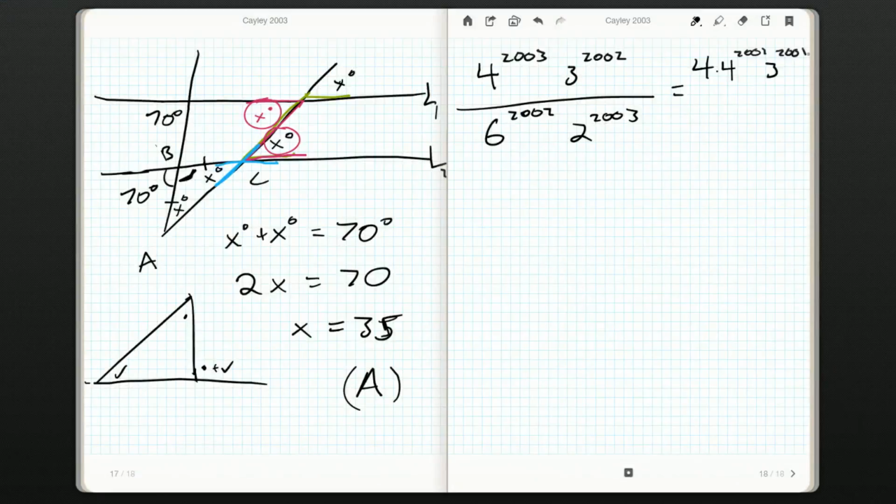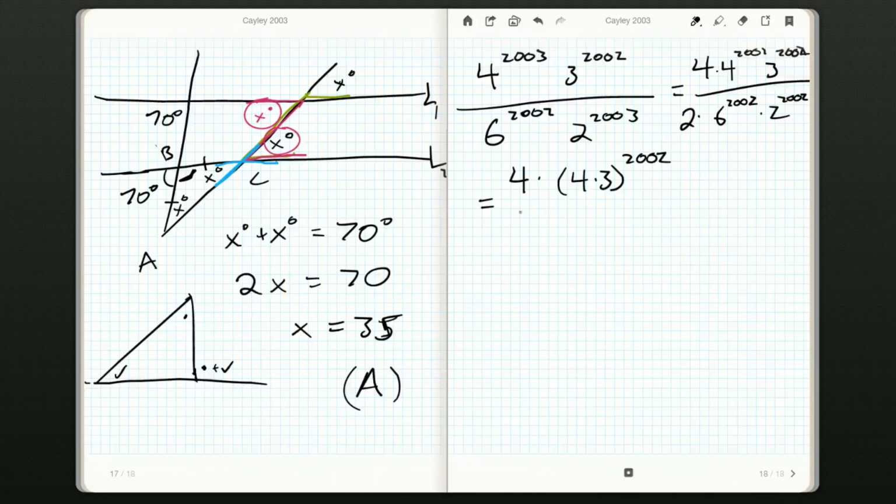And that's 2 there. And on the bottom, I'll take out a factor of 2 from here. So 2 times 6 to the 2002 times the remaining 2002 2's. Okay. And now, we've got 4 to the same exponent as the 3. We can bring those in together. So we still have this 4 left out here. But now we've got 4 times 3 to the 2002.